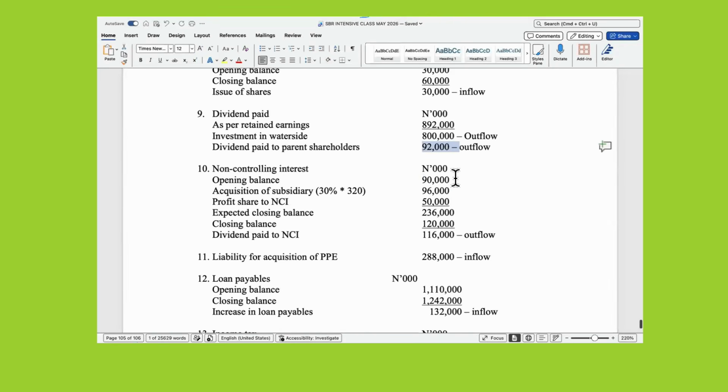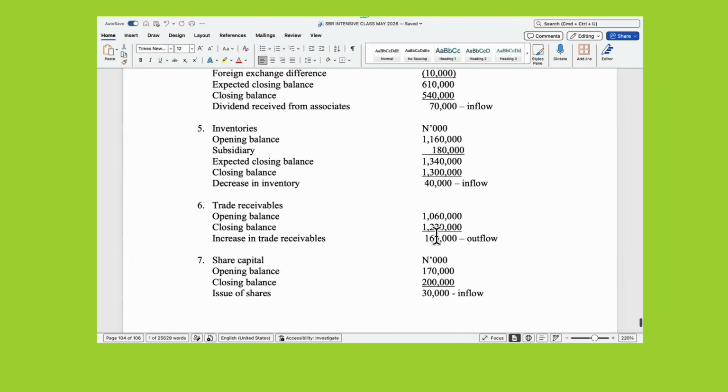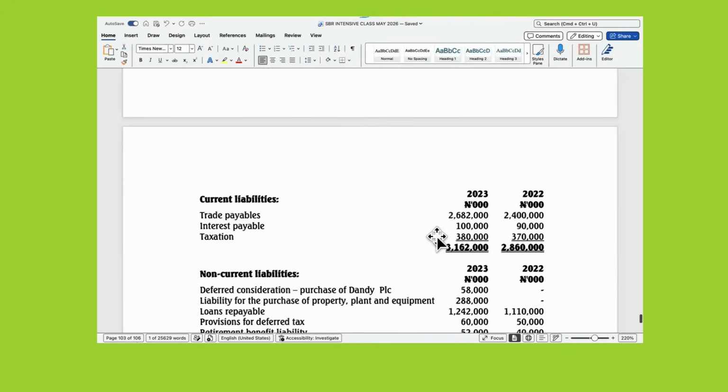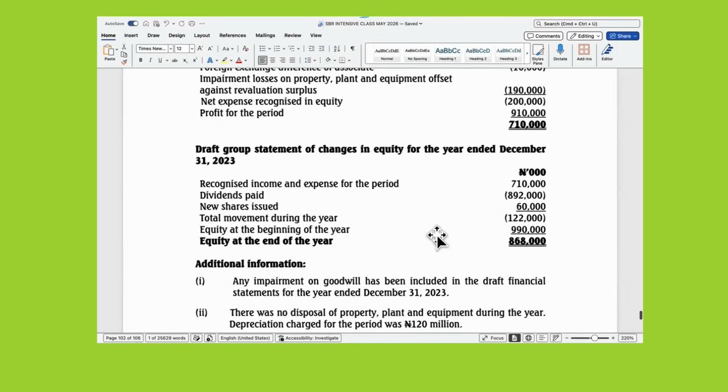So NCI opening was 90. It has 30% in our subsidiary, which is 96. Then his share of profits is 50, right? So his expected closing balance is 236, but the closing balance was 120. So the difference, the decrease, is always dividend paid to NCI. That's always the difference. It is always dividend paid to NCI, which will come in as financing activities.